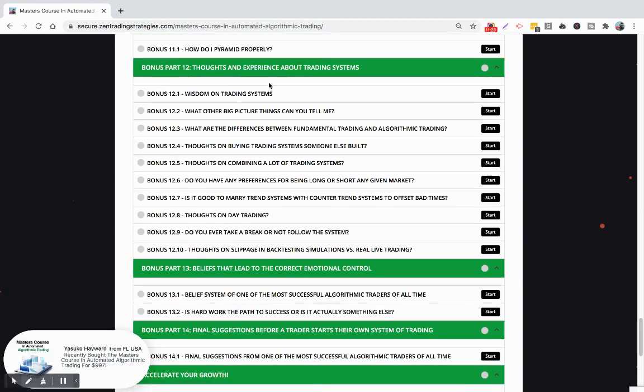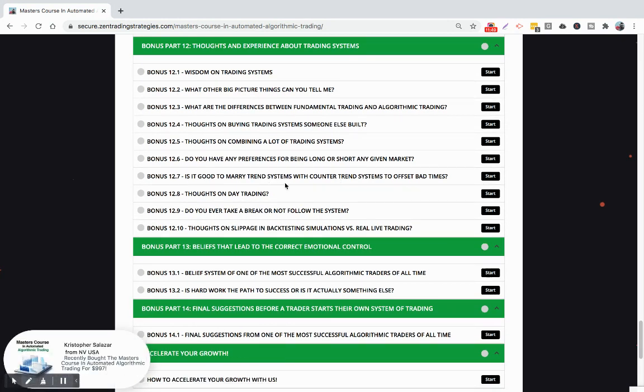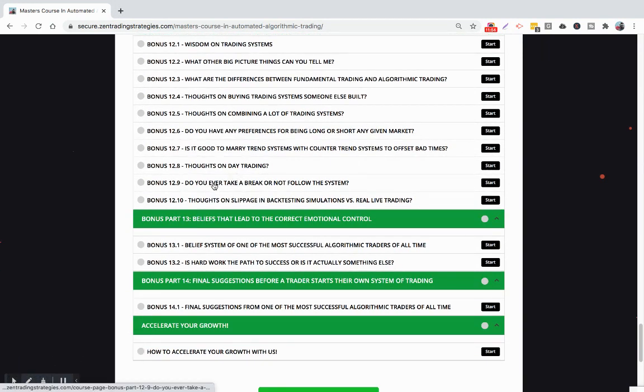You'll learn about thoughts and experience about trading systems, which includes wisdom on trading systems, what other big picture things you should know, the difference between fundamental trading and algorithmic trading, thoughts on buying trading systems that somebody else built, how to combine a lot of trading systems, preferences for being long or short in given markets, how to marry trend systems with counter trend systems to offset bad times, thoughts on day trading, thoughts about maintaining balance and taking breaks from trading and following the system, thoughts about slippage and backtesting and how to do that properly versus live trading.